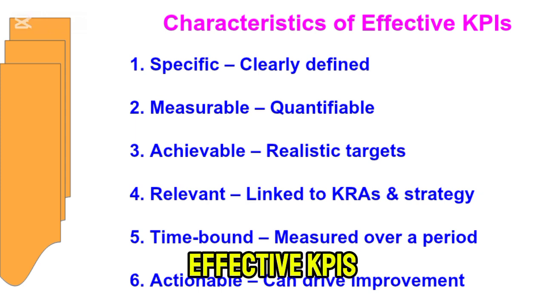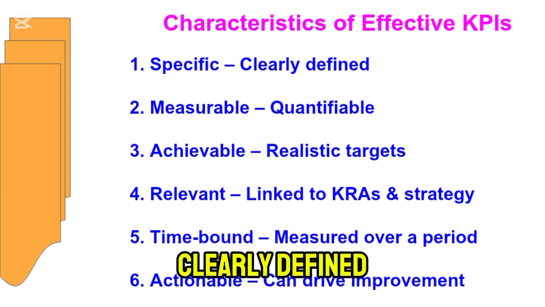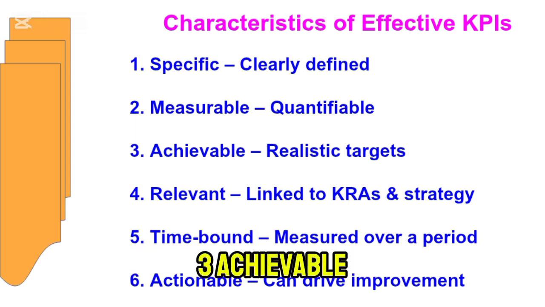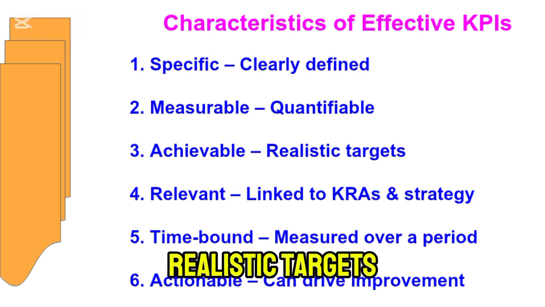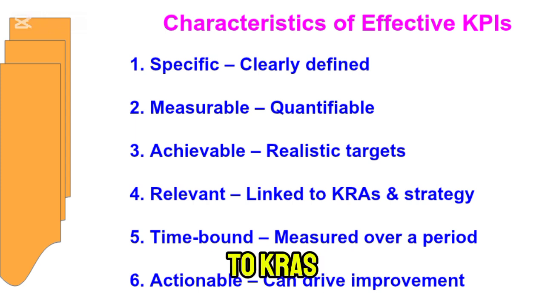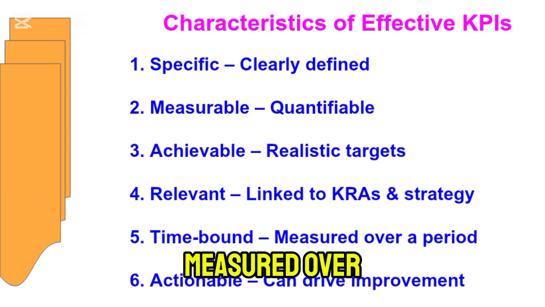Characteristics of effective KPIs: SMART plus strategic. 1. Specific, clearly defined. 2. Measurable, quantifiable. 3. Achievable, realistic targets. 4. Relevant, linked to KRAs and strategy. 5. Time-bound, measured over a period. 6. Actionable, can drive improvement.